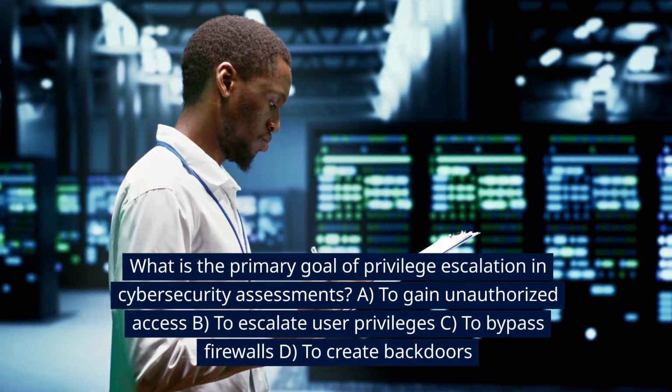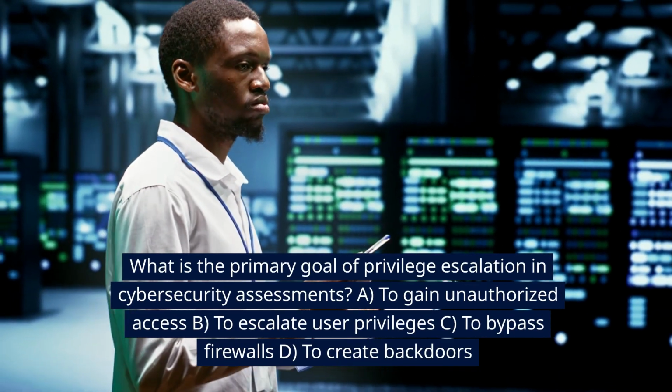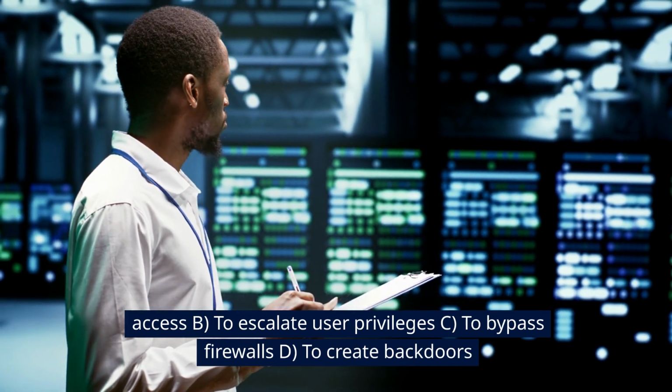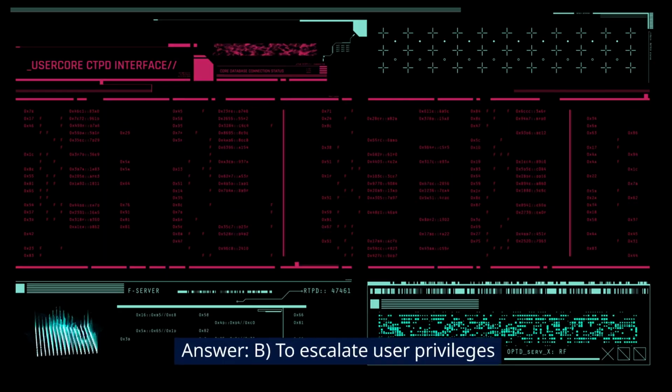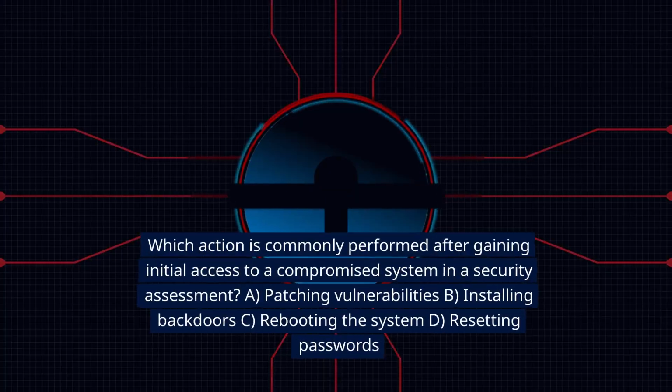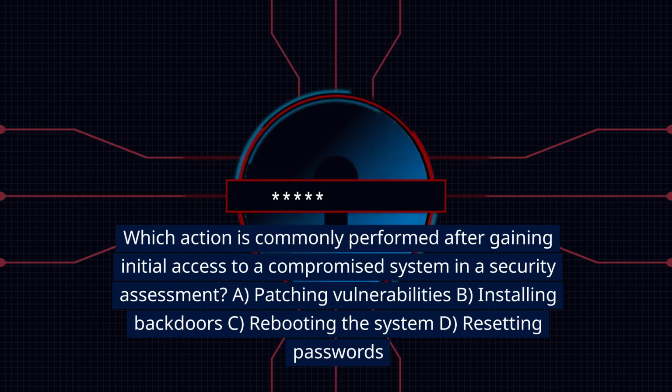What is the primary goal of privilege escalation in cybersecurity assessments? A. To gain unauthorized access. B. To escalate user privileges. C. To bypass firewalls. D. To create backdoors. Answer: B. To escalate user privileges.